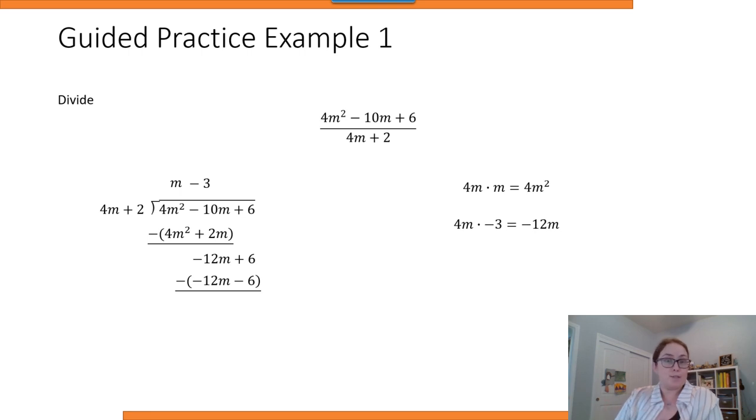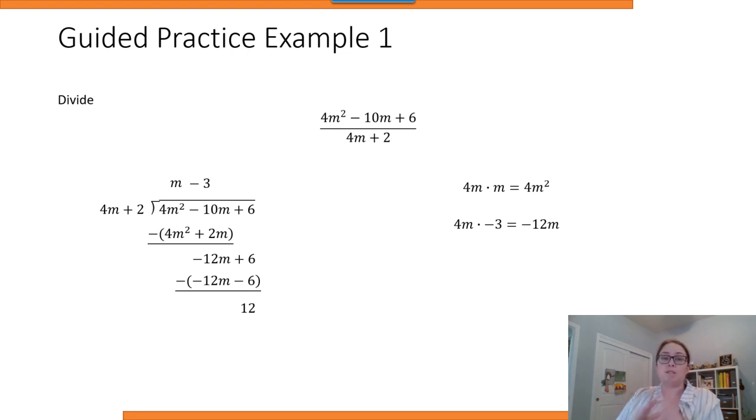And I'm subtracting that. I've got a lot of double negatives going on here, but it's really important to get those negatives correct. So I have negative 12m minus negative 12m, which becomes negative 12m plus 12m. So those are gone. And those first terms should always cancel out when you do this because of how we chose the values. Then 6 minus negative 6 becomes 6 plus 6, or 12. Now, if I try to repeat this again, I can't take 4m times a value and get 12, because I already have more variables than what's down below. So the 12 is the remainder of the problem.